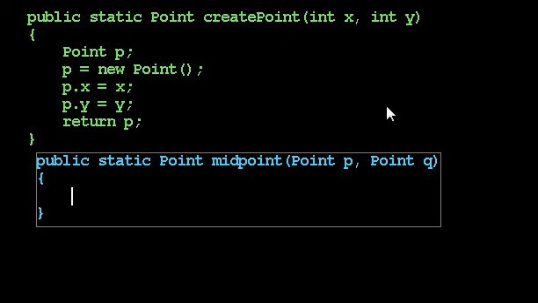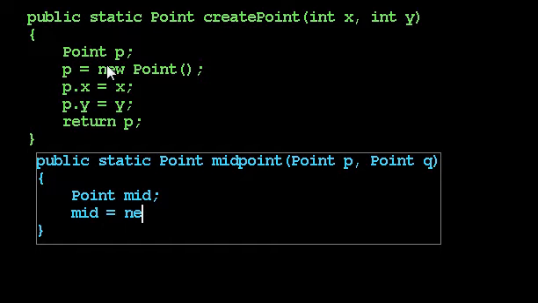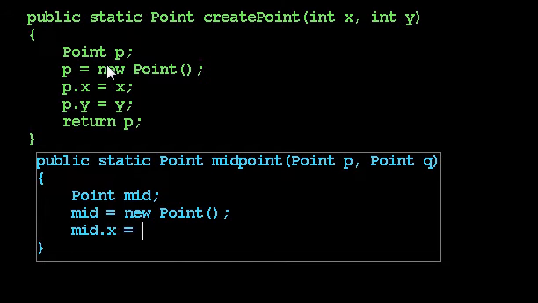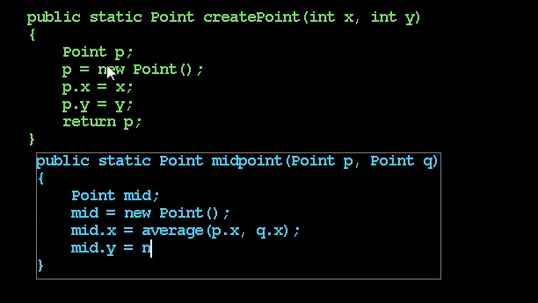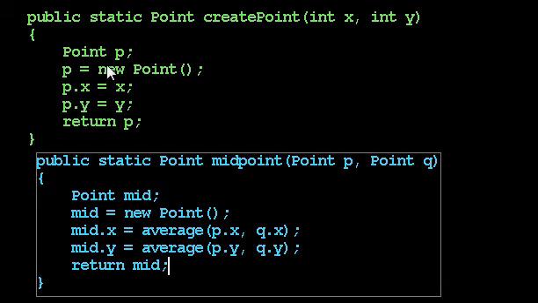And then what does the midpoint method have to do? Well, it needs to make a point whose x-coordinate is the average of p and q's x-coordinates, and whose y-coordinate is the average of p's y-coordinate with q's y-coordinate. And we could do that by writing out a bunch of code like we just did. Make a point, right? Point mid equals new point. Mid's x should be the average of p's x and q's x. Mid y should be the average of, let's see, p's y and q's y, and then return mid.